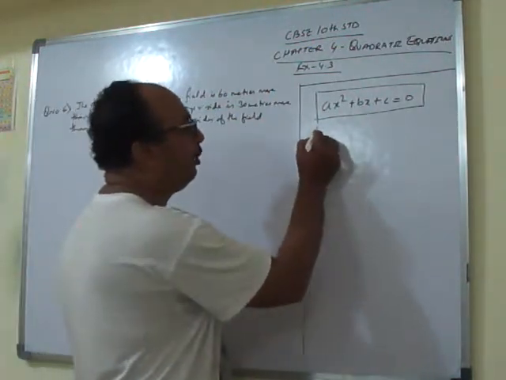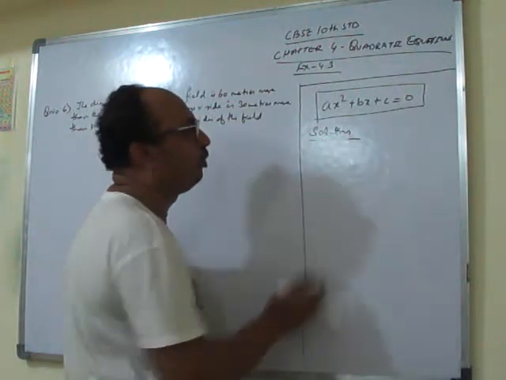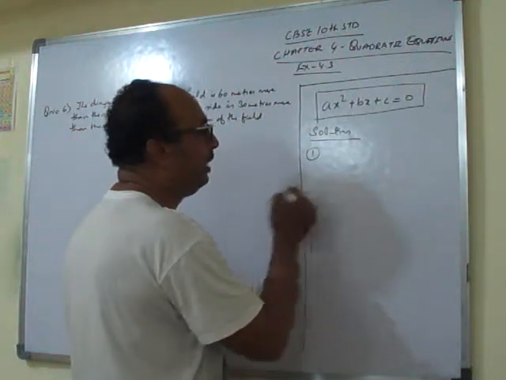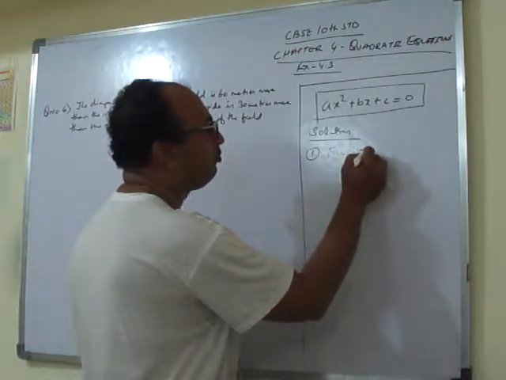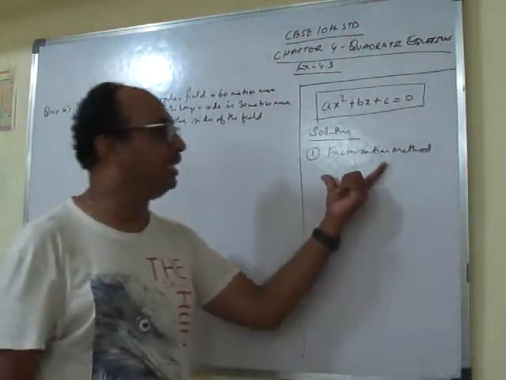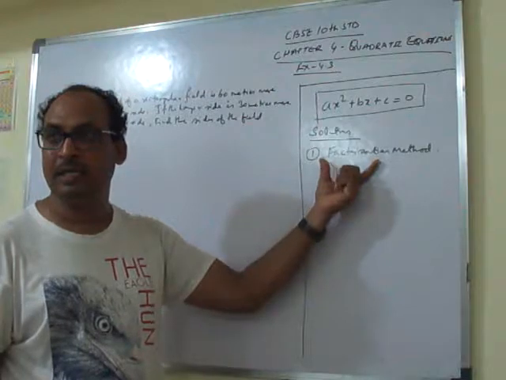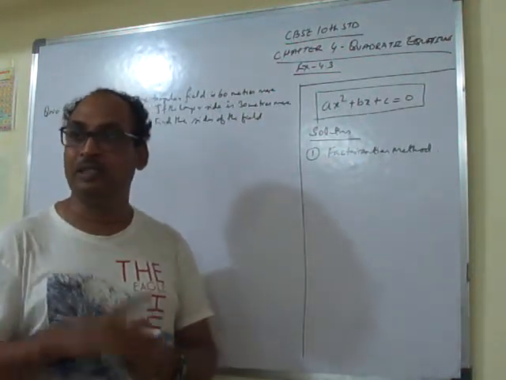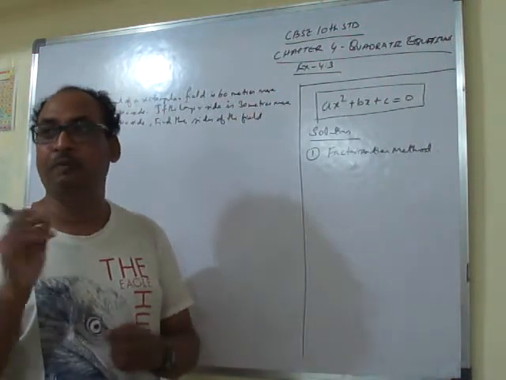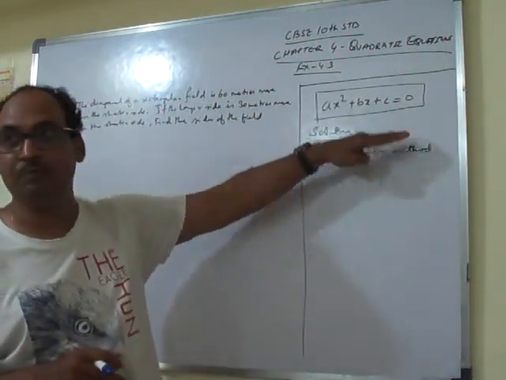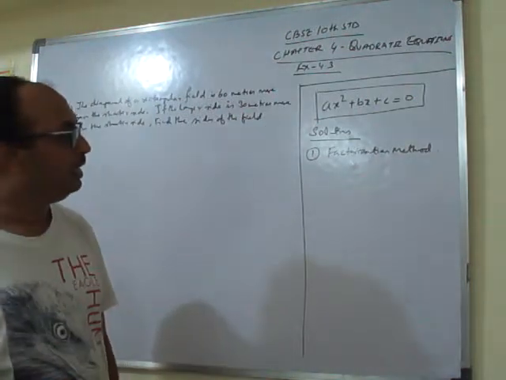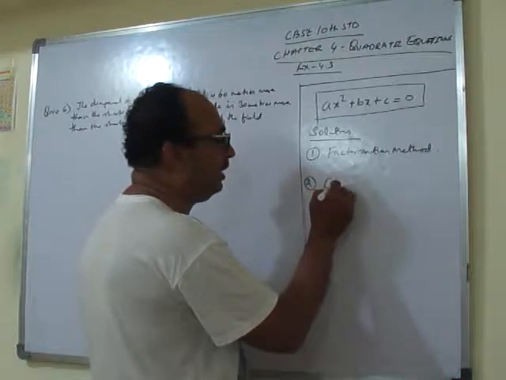Then we went for solutions of quadratic equations, where we adopted some methods. The very first method we adopted is the factorization method. As we did factorization of polynomials in chapter 3, the polynomials chapter, where we found the zeros of the polynomial by the factorization method only, the same factorization method is used to find the solution of a quadratic equation.